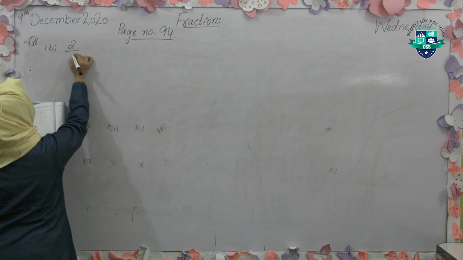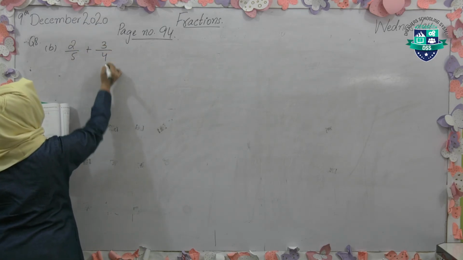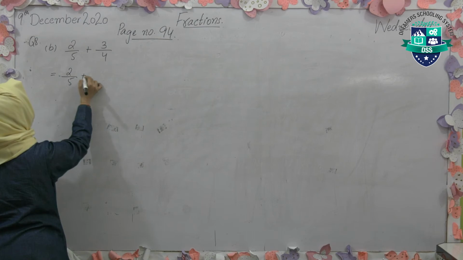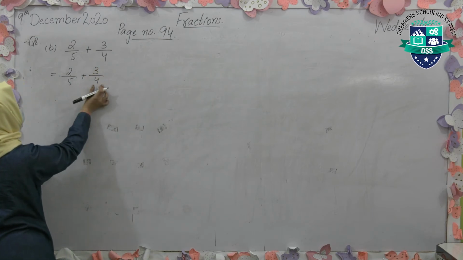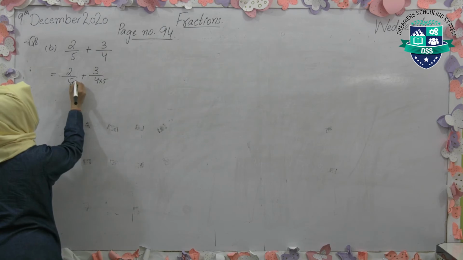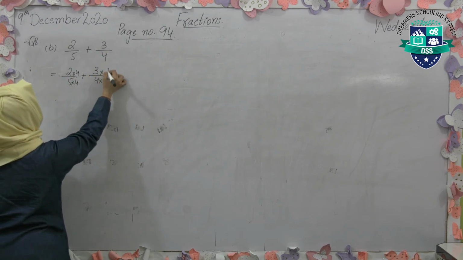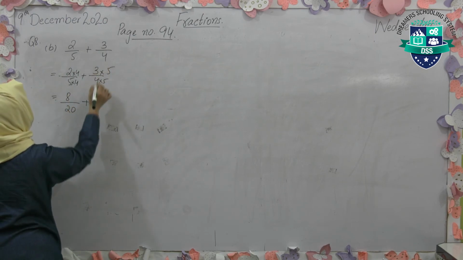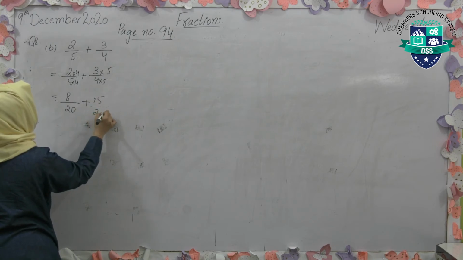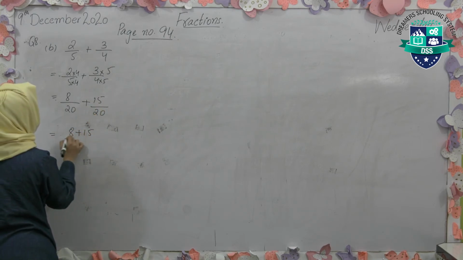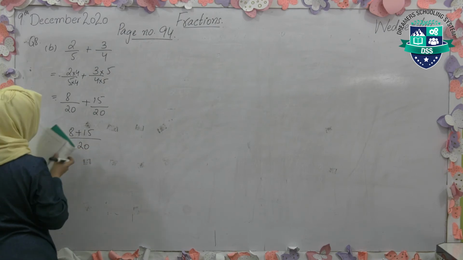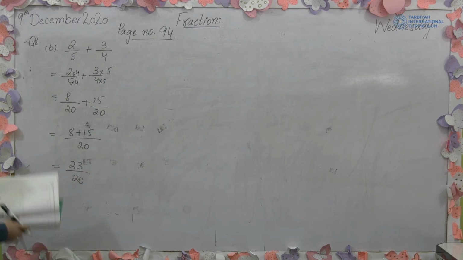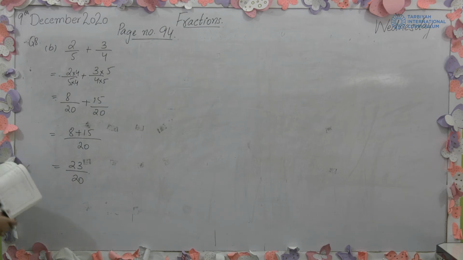2 by 5 plus 3 by 4. First you will write it as it is. You will make the denominator the same. 4 5s are 20 and 5 4s are 20. 2 4s are 8, 5 4s are 20, plus 3 5s are 15. 4 5s are 20. 8 plus 15 by 20. 23 by 20. C and D also you will do it by yourself. Page number 95.